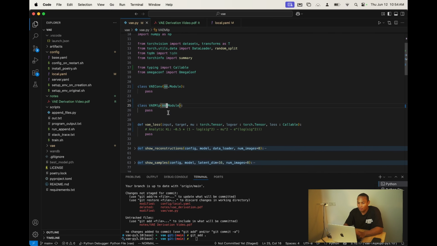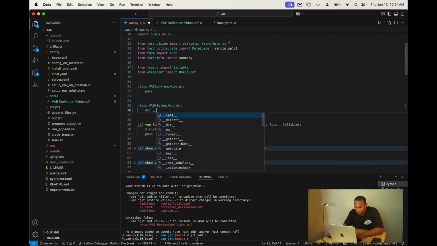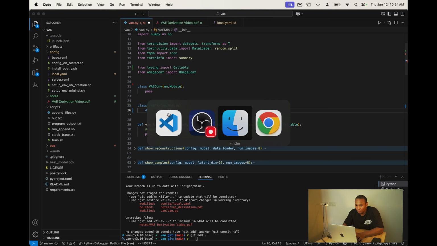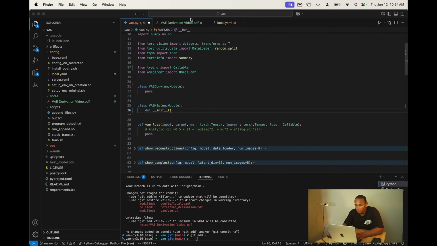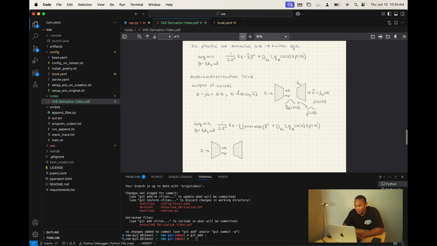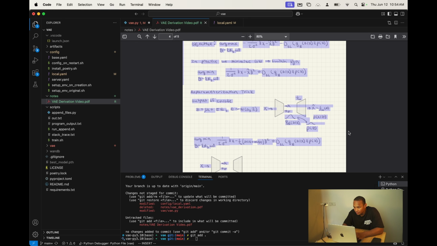So variational encoder MLP. Inherits from nn.Module as always. Constructor. Here's the notes from the derivation. So remember, we're building this right here.